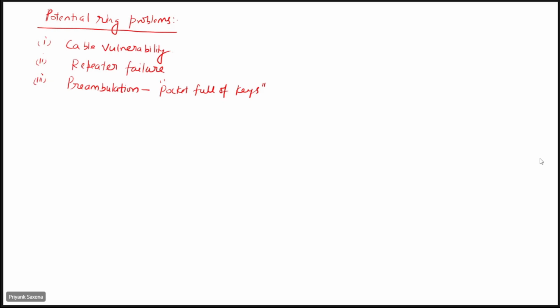Similarly here also, if a repeater fails, to detect which particular repeater has failed, you need to check, because locating the failure requires perambulation of the ring. So you have to have access to all the rooms containing repeaters and cables and then check them. So this issue is called the pocket full of keys issue.